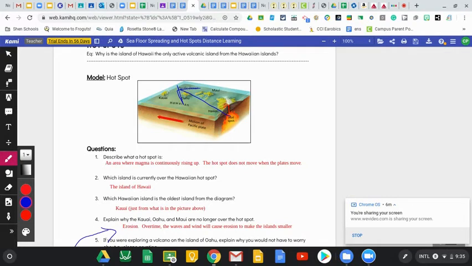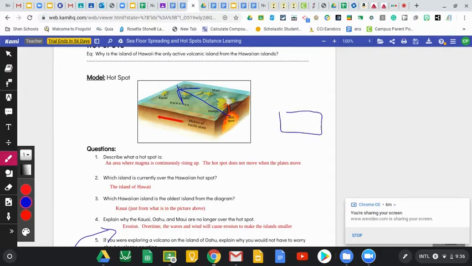So if you look on the diagram, Kauai is the one furthest away from the hotspot, so that would be the oldest. But at one time, Kauai was on the hotspot, and these other islands did not exist. And there's a really nice simulation on the HyperDoc, so I hope you watch that simulation because it does a much better job than what I'm about to show you.